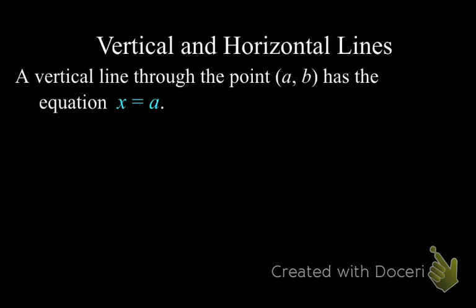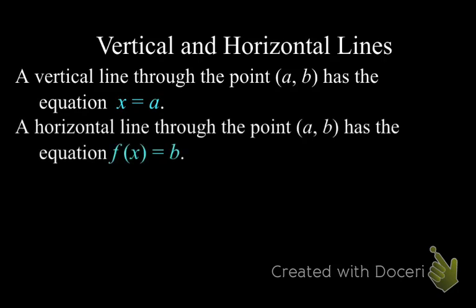We have a couple special types of lines called vertical lines and also horizontal lines. A vertical line is a line through a point (a, b), and it will have the equation x equals a. And we'll look at this in a minute. The other type is a horizontal line, and if it goes through the point (a, b), it's going to have the equation f of x, or y, equals b. So if we think about a point (a, b), if we've got a graph here, and we've got this point (a, b), wherever it is, let's just make it (2, 3).